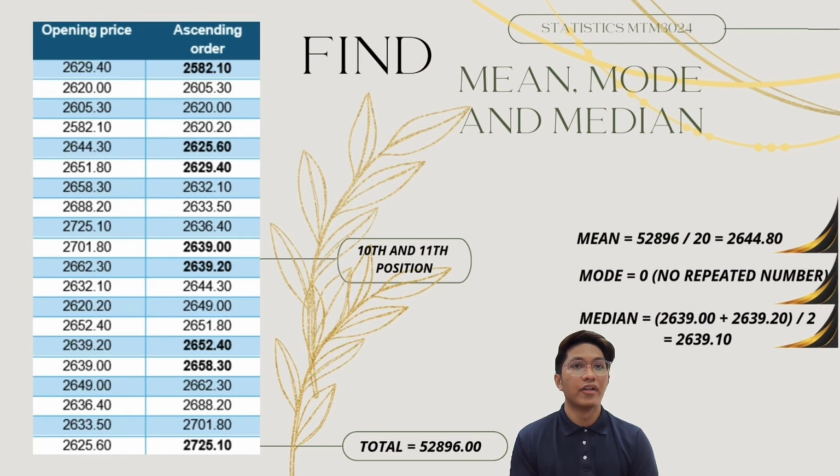For median, we need to determine the middle number for this data. In this case, it is 10 and 11 position, which is 2,639 and 2,639.20. We need to plus that and then we need to divide with 2, and then we will get the median 2,639.10.